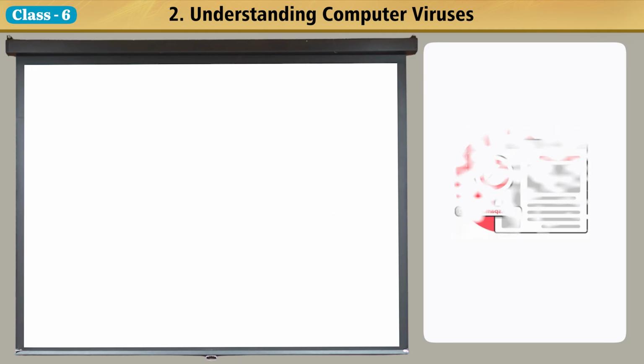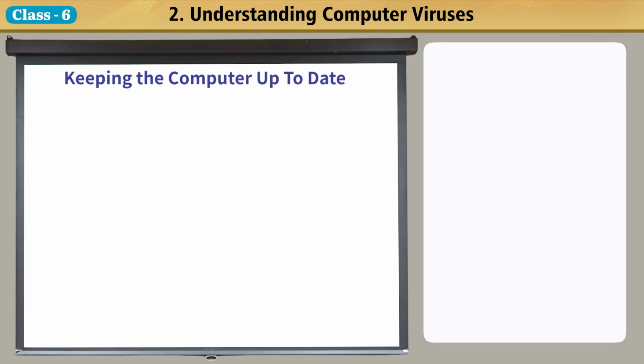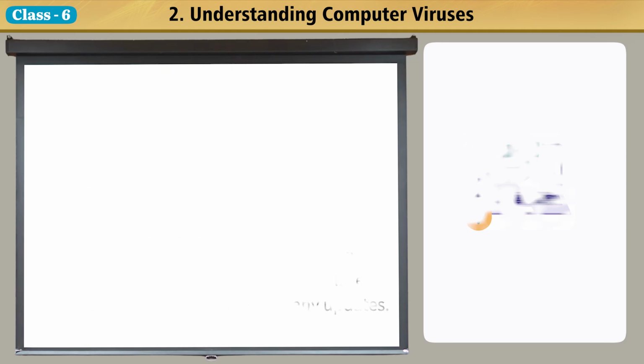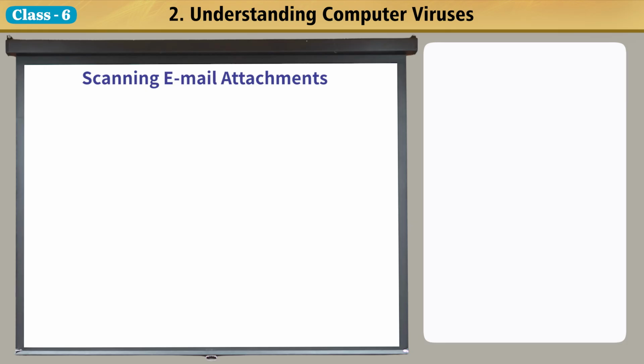Keeping the computer up to date. All computer operating systems receive periodic updates that improve features while also including security patches that fill security gaps before cyber criminals may exploit them. In addition to running application updates, enable automatic updates on the PCs. Make sure you are on a secure connection and not in a public place like a coffee shop before allowing any updates.